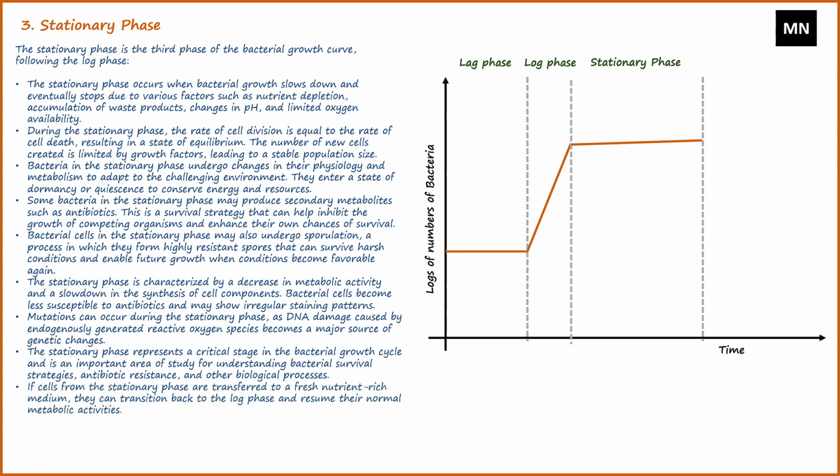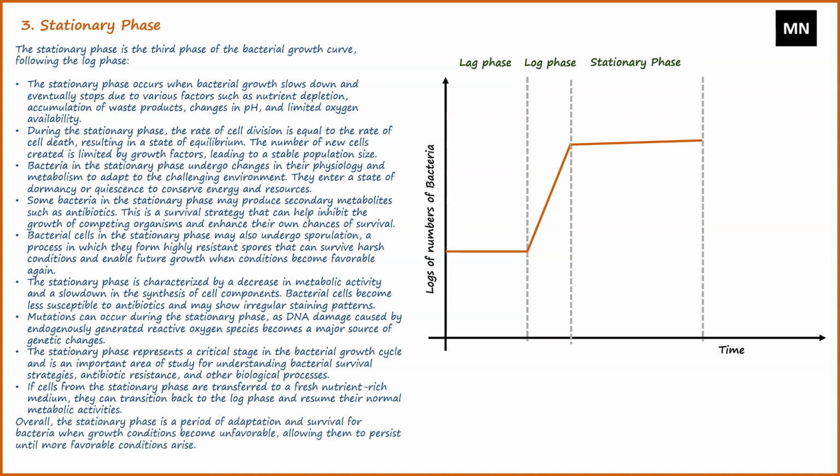If cells from the stationary phase are transferred to a fresh nutrient-rich medium, they can transition back to the log phase and resume their normal metabolic activities. Overall, the stationary phase is a period of adaptation and survival for bacteria when growth conditions become unfavorable, allowing them to persist until more favorable conditions arise.